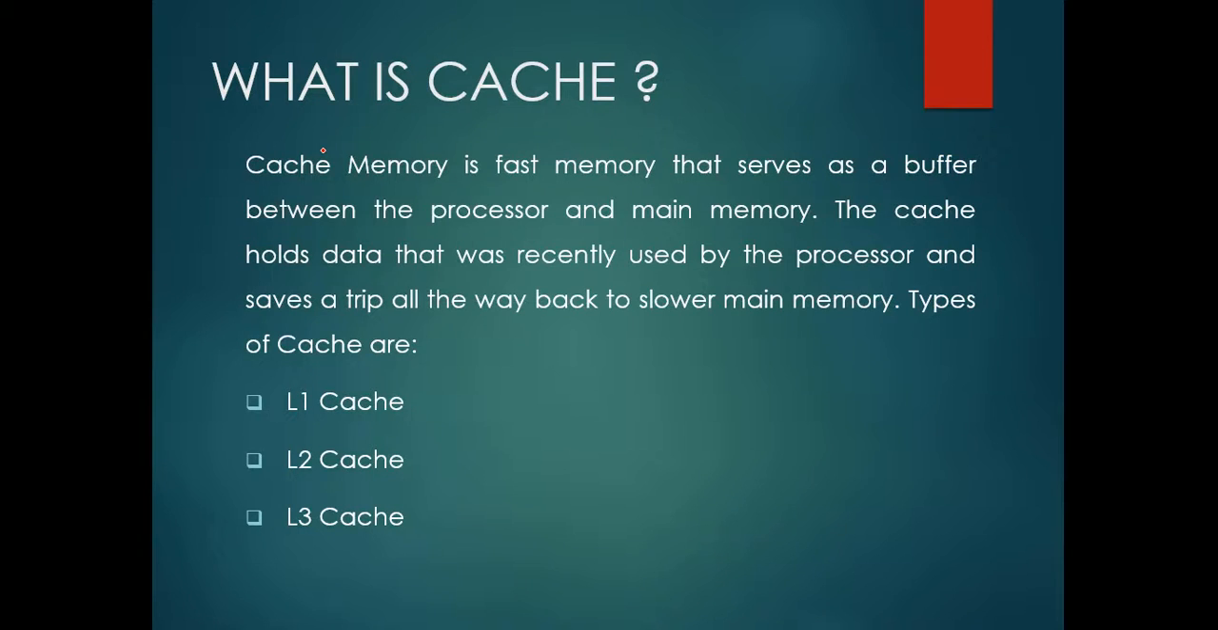Now, before I conclude, I just wanted to tell you about the cache, because RAM is very, very close to cache, and they are talked about almost equivalently. Cache memory is the fast memory that serves as a buffer between your processor and memory. The cache holds data that was recently used by the processor and saves a trip all the way back to the slower memory. So this acts as a handler in between. It keeps all the secrets.